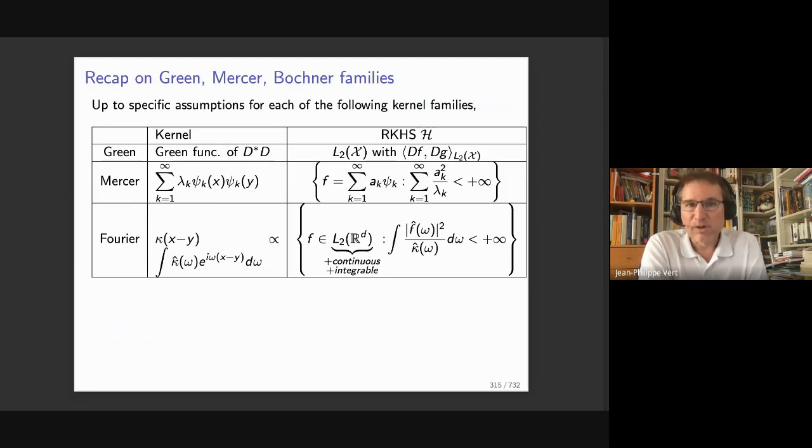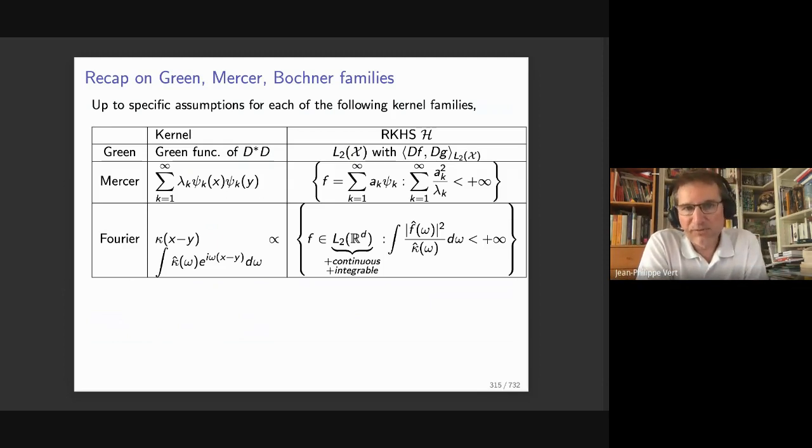Then we have seen Mercer kernels. So Mercer kernels initially were defined as continuous positive definite kernels over compact spaces. We have seen that they can be expanded over some eigenfunctions of some operators with eigenvalues. And in that case, we can characterize the RKHS as an ellipsoid inside of L2, an ellipsoid defined over the axes of the eigenfunctions and with size depending on the eigenvalues.